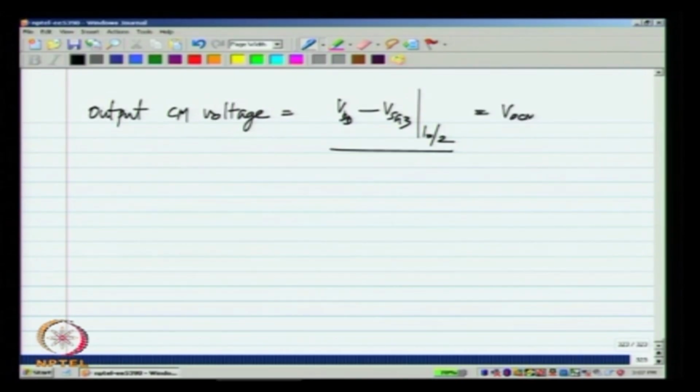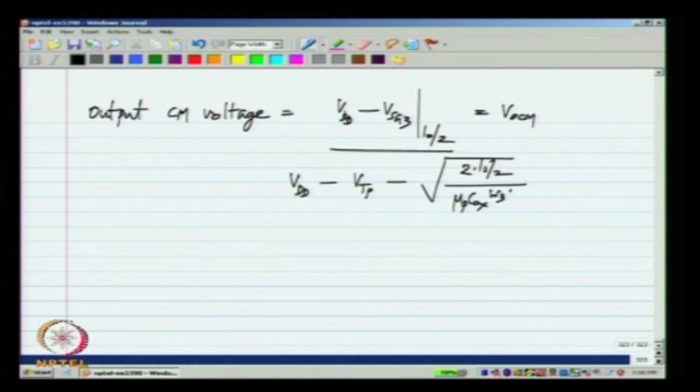This is VOCM. Now, we do not have freedom in setting the VOCM arbitrarily, it depends on the threshold voltage and the parameters of the MOSFET, because VSG3 is nothing but the threshold voltage of the PMOS transistors minus square root of 2 times I naught by 2 divided by mu p Cox W3 by L3. Now, by choosing the dimensions of the transistor, you can play around a little bit with the output common mode voltage, but you do not have too much freedom to do so. But in many cases this circuit works perfectly well.